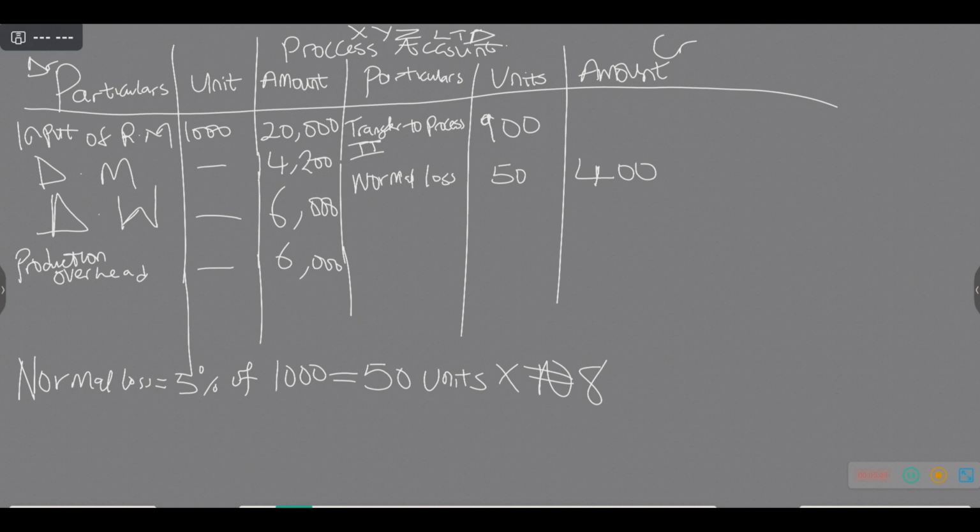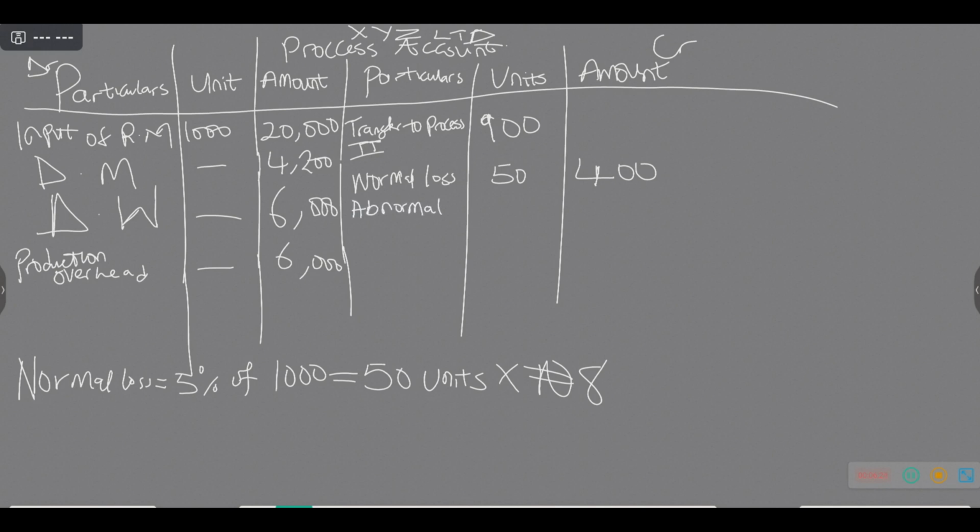So the raw material inputted into the process was 1000 units, and they gave the allowance of normal loss of 5%, and that's 50 units. So the transfer to the next process is meant to be 950 units, but it was 900 units. That means we have an abnormal loss, that's loss that was not meant to occur. Abnormal loss of 50 units.